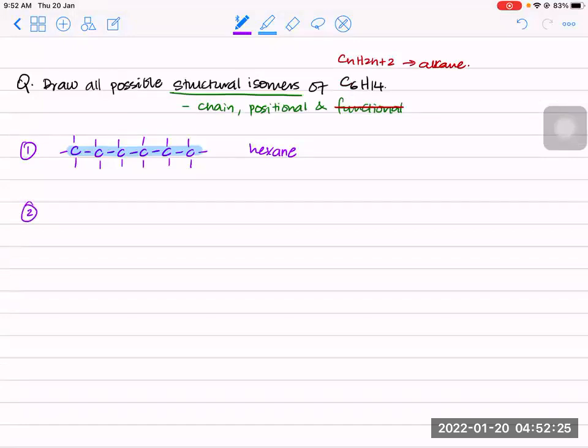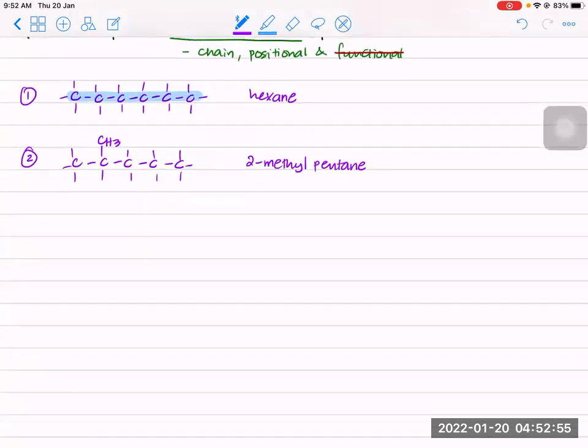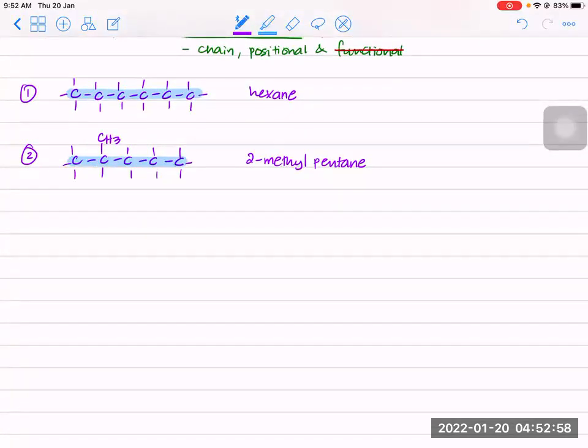Now you shorten the chain by 1. Here it was 6, now you make it 5. The sixth carbon cannot go here, cannot go here. It can go on this carbon, let's say. When it goes here, what will be the name? It will be 2-methyl. How many carbons in the main chain? 5. So it will be 2-methylpentane. Clear? You see the name is different. They will be isomers for sure.